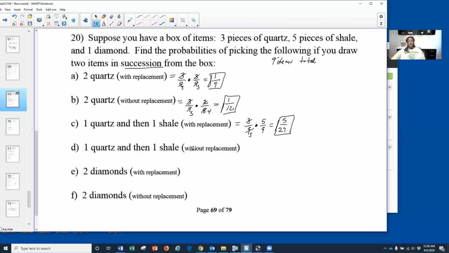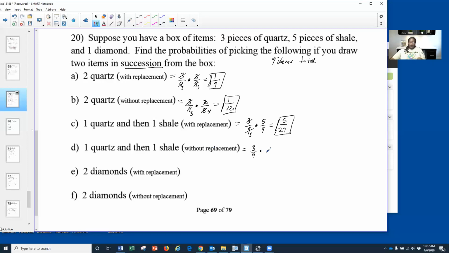Now, same situation, except without replacement. Okay, without replacement. So now the 1 quartz, that should be the same. You have 3 out of 9. Now you see the pattern. The first pull is going to be your real one, right? It's the second one, if it's without replacement, that's the one where you have to really pay attention to what it's going to look like.